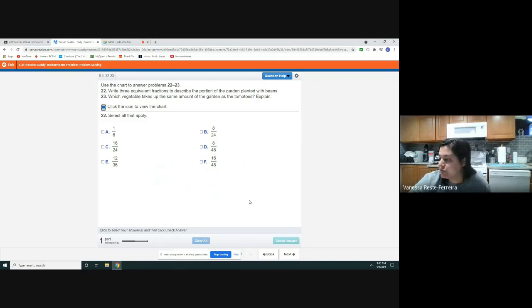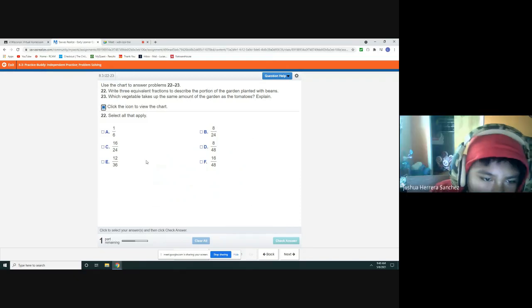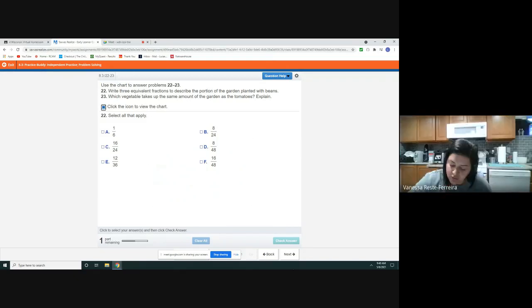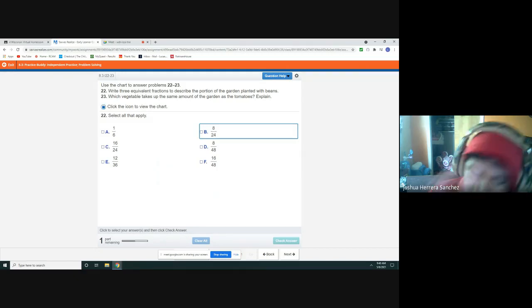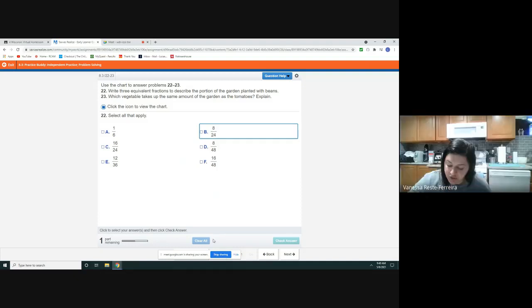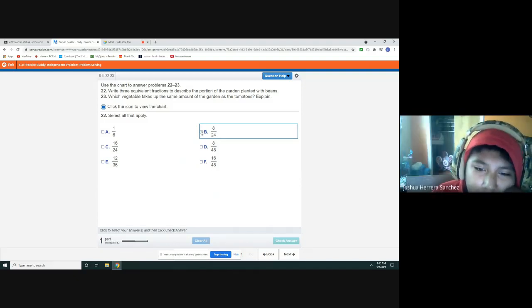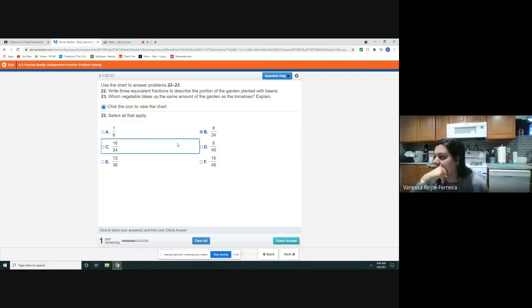What's 4 times 2? 8. And now let's go to the denominator. What's 12 times 2? 2, 4, 6, 8, 10, 12, 14, 16, 18, 20, 22, 24. Very good. 24. So our fraction is 8/24ths. Is that one of our options? Yes. Okay, so click it.